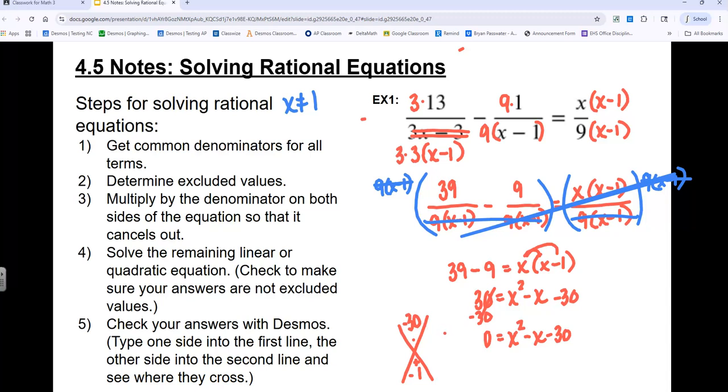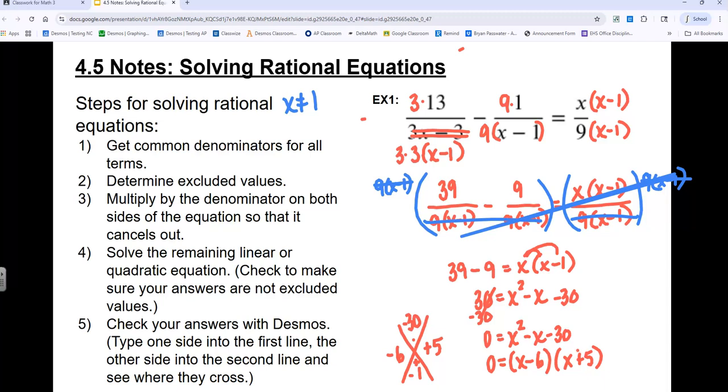Close. Give me some signs. 6 and negative 5 give me a positive 1. Negative 6, positive 5 will give me the negative 1. So I've got x minus 6, x plus 5.